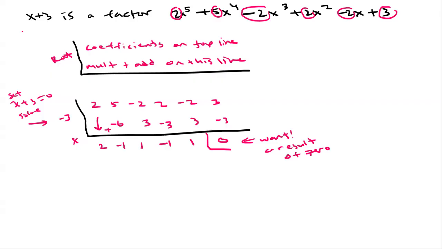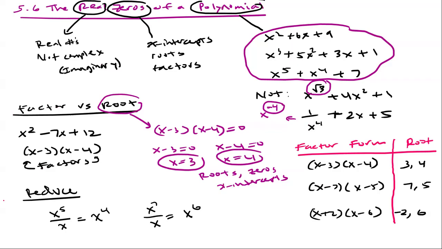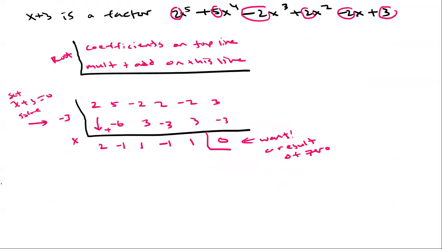Now, here's the other part. Remember I said if we divide by x, it reduces that power by 1. So it goes from x to the 5th to x to the 4th. It's the same thing here. We're dividing by an x to the 1. This is x to the 5th. So x to the 5th divided by x to the 1 reduces that to x to the 4th. I'm looking at the leading terms.